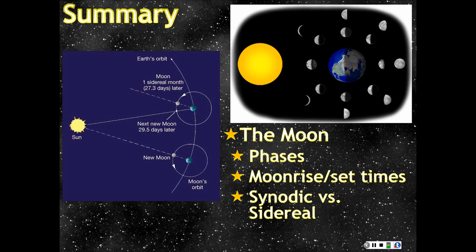So just to summarize what we've done so far, we've talked about the phases and how this affects moonrise and set times, and also the direction. You can tell the direction by the moon phase and the time, and then the synodic and sidereal periods.